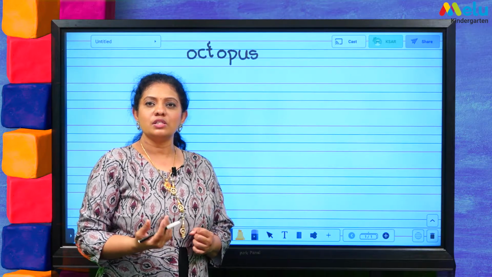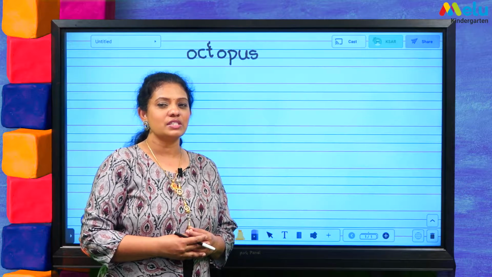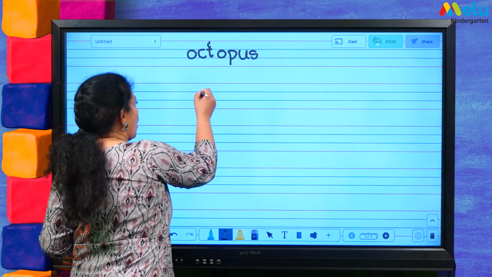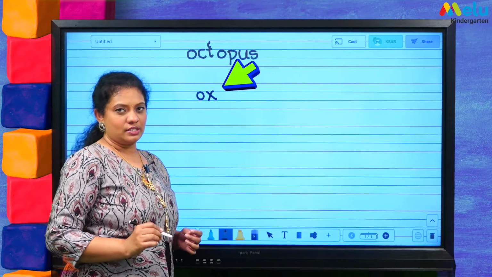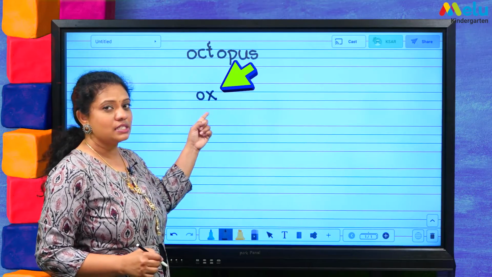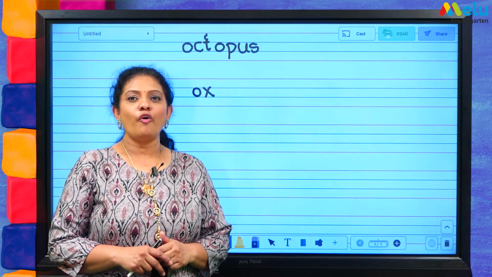O sounds O and X sounds X, right? So write O, X, ox. So we should write O and X to complete the word. And the third word is oval.